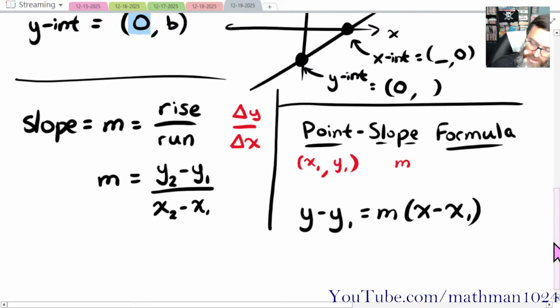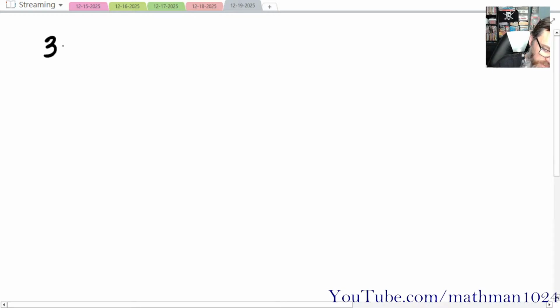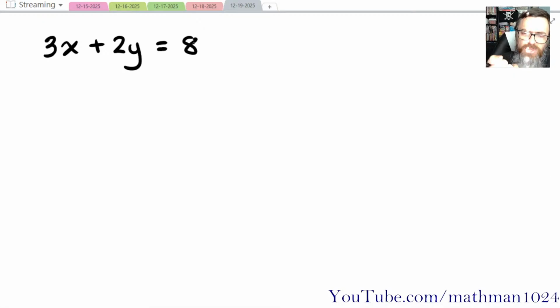All right, so let me come over here, and let me just do this. If I say 3x plus 2y equals 8, I want to talk about finding the slope and the y-intercept. Because if you have the slope and you have the y-intercept, you can easily get the graph.